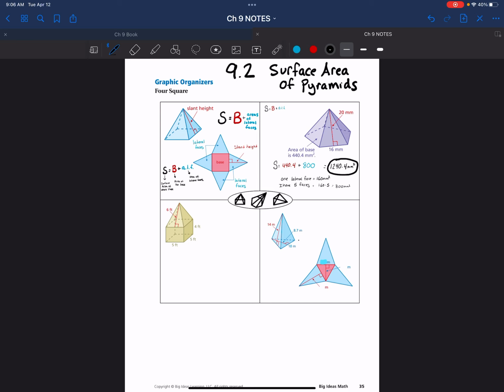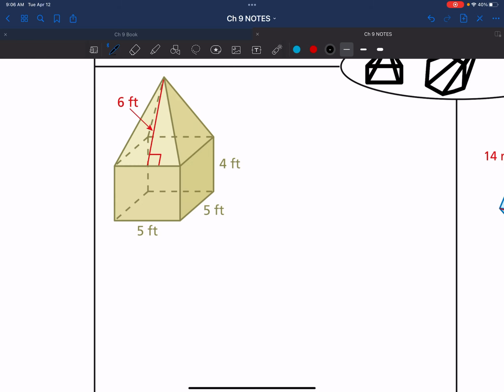Let's go ahead and look at this guy. This is a composite figure. We've got two things going on. I've got a pyramid on top of a cube. So let's do the first thing, or sorry, this isn't even a cube. Oh my gosh, that was almost a big mistake. That's not a cube. This is 5 by 4.